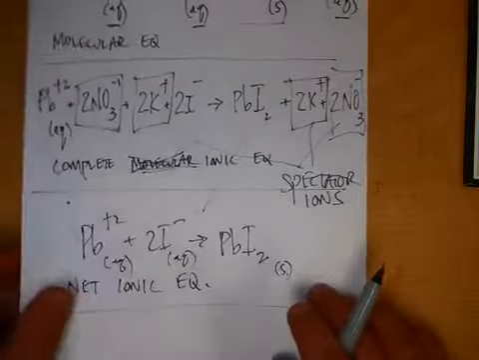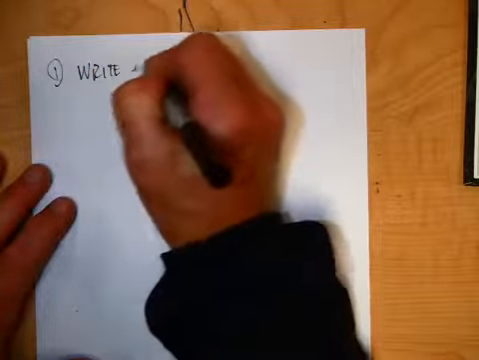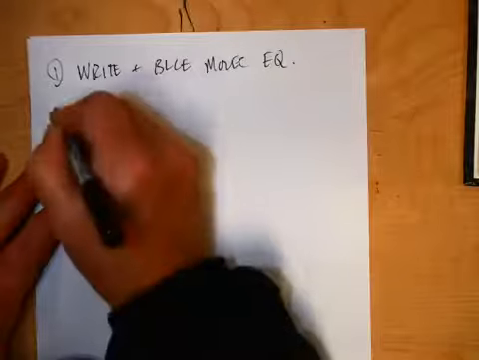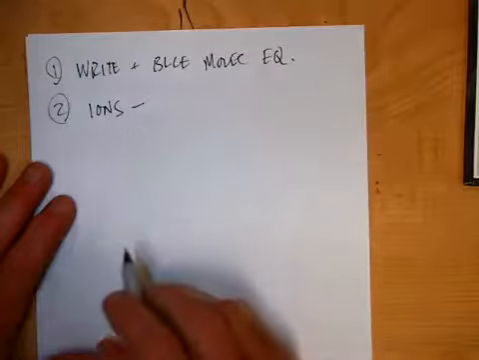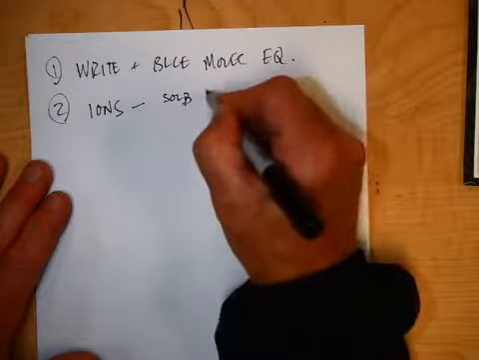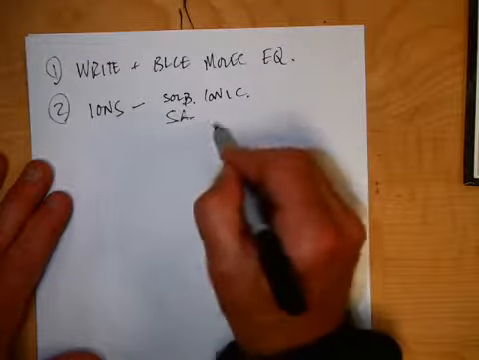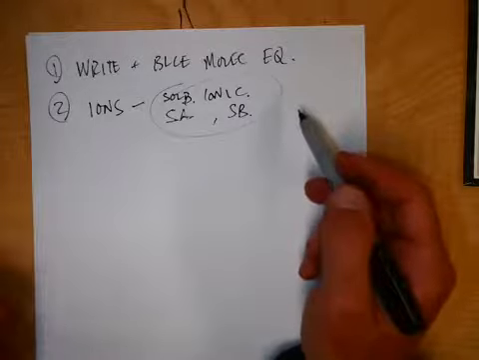Let's do one more example of a net ionic equation, and then you'll have a number of these to write for homework problems as well. First, the steps. First of all, write and balance the molecular equation. Step number 2, rewrite the equation as ions. Split things into ions that are soluble ionic compounds, strong acids, and strong bases. In other words, anything that is a strong electrolyte split into an ion.